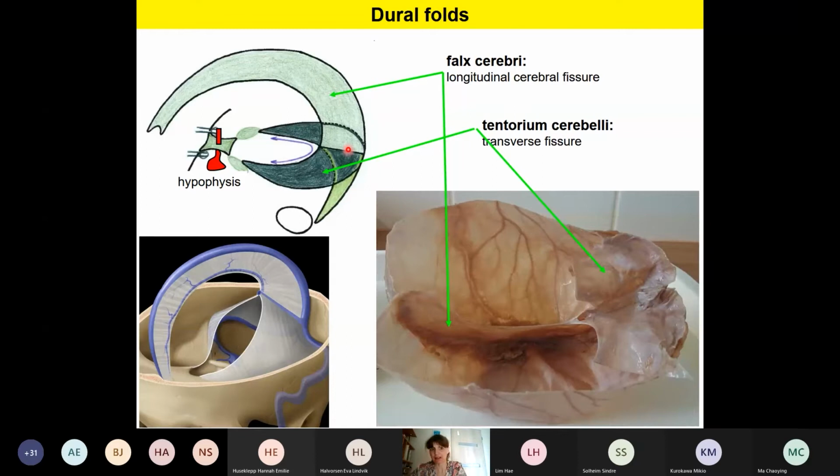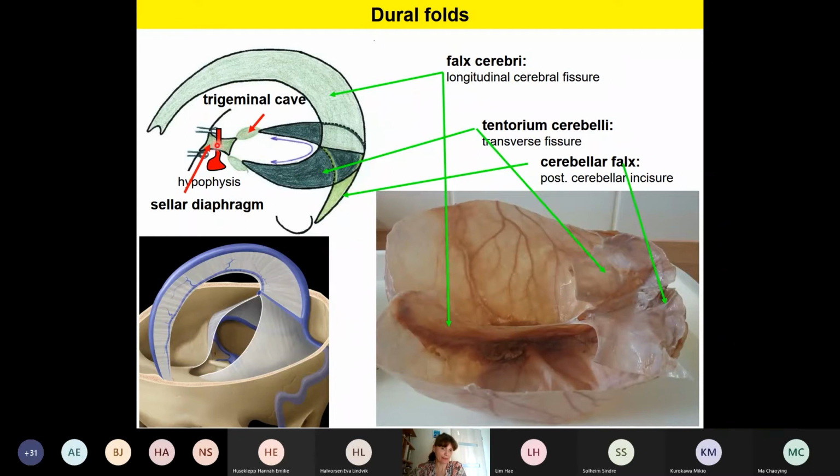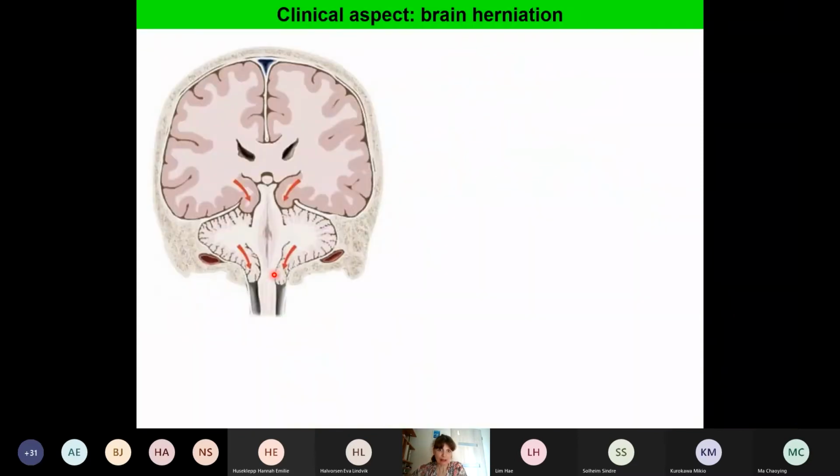The falx has a sickle shape typically, and then we have the continuation of the falx under the inner occipital protuberance. It is called the cerebellar falx, which separates the two hemispheres of the cerebellum from each other, but this is a very small fold. And we have two more, the trigeminal cave and the sellar diaphragm. These are folds you will see later in the practices. And as you can see, the venous spaces are also formed by the dura. I will show it right now in the next picture.